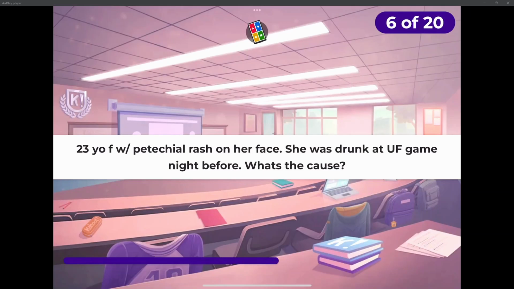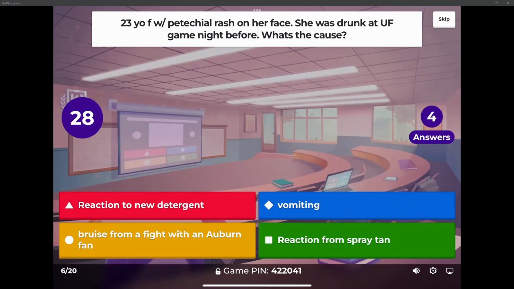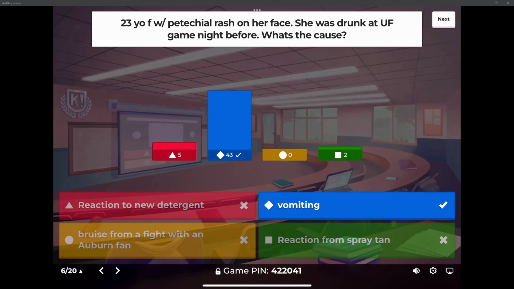23-year-old female, petechial rash on her face. She was drunk at UF game night before. What's the cause? Horrible football? No. Okay. So, now, I did put other things on here though. So, looking at the wrong answers, reaction to a new detergent. What kind of reaction would they have? Would it be like a petechial? First of all, what is petechiae? Little, tiny little dots from ruptured capillaries, essentially. So it's from the vomiting.